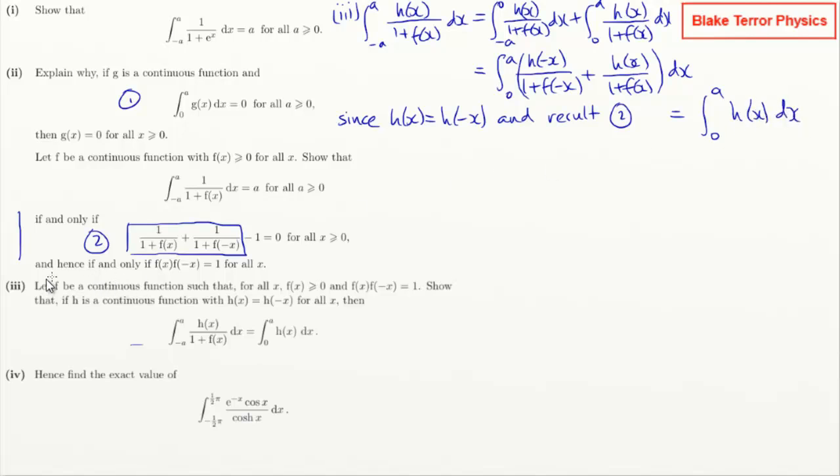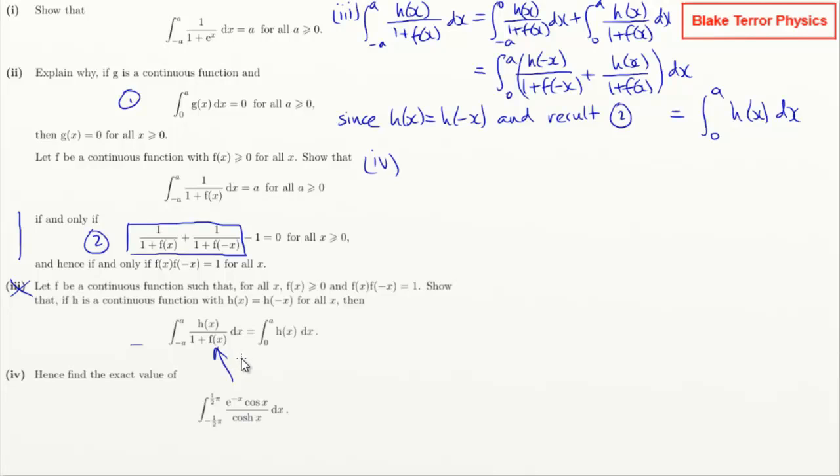Right, so that was quite a friendly little interlude in the question. So it looks like part 4 might be all right. So hence find the exact value of that. I mean, they haven't even done a hence or otherwise, so we are going straight off of that result. So I need to get this into that format and then show that my h of x and f of x meet all of these criteria that have been set up. And then I should be all right.